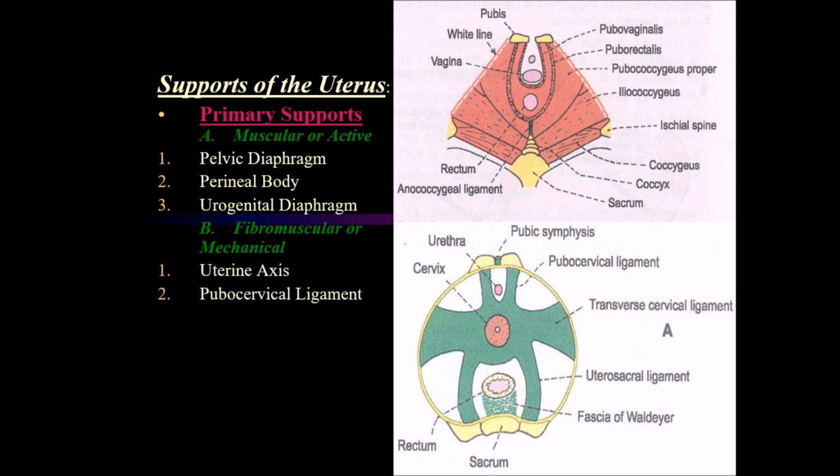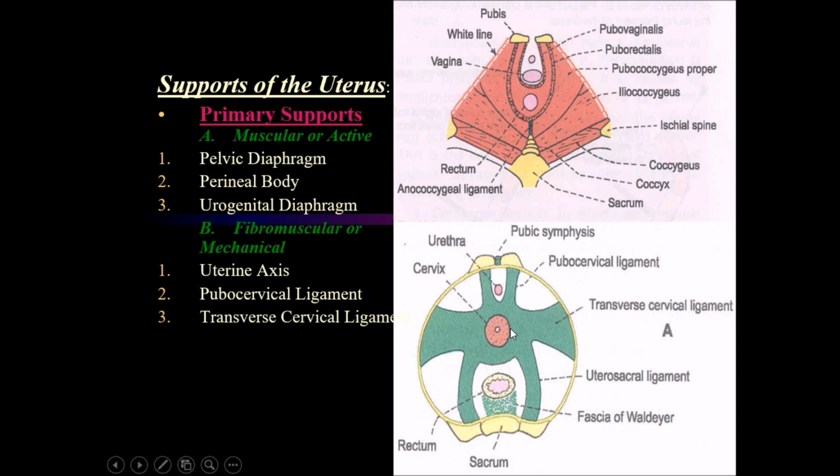Then the second is the pubocervical ligament. There is a very important ligament which is between the cervix and the pubis. This is the pubic symphysis. Beside that, this is the body of the pubis and other things. So this ligament will be running from the cervix to the pubic bone. So that's why this is called the pubocervical ligament, because it is running between the pubis and the cervix.